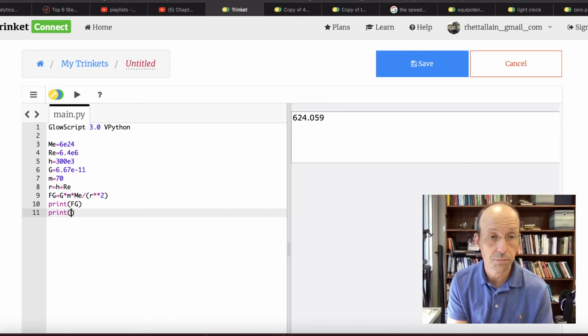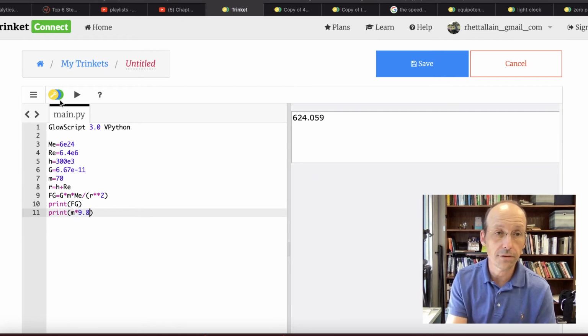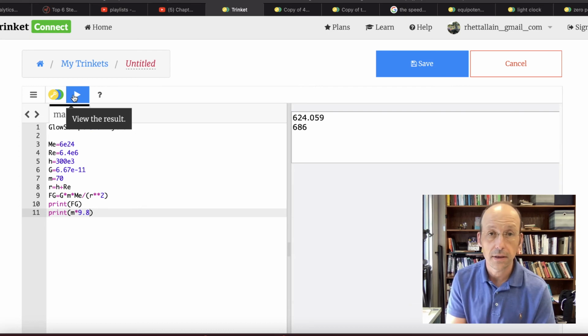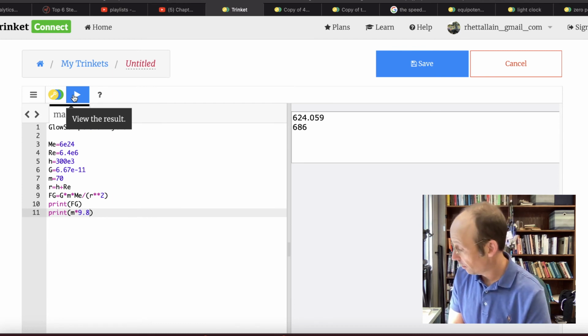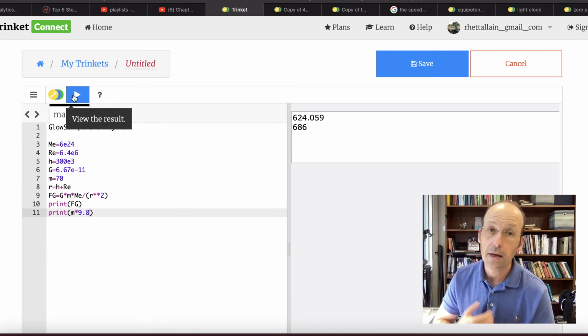Let's do something else. Print M times 9.8. That's the weight on the surface of the Earth, just for comparison. So I have 624 newtons in orbit, 686 newtons on the surface of the Earth. And that's it. That's the end of the problem.